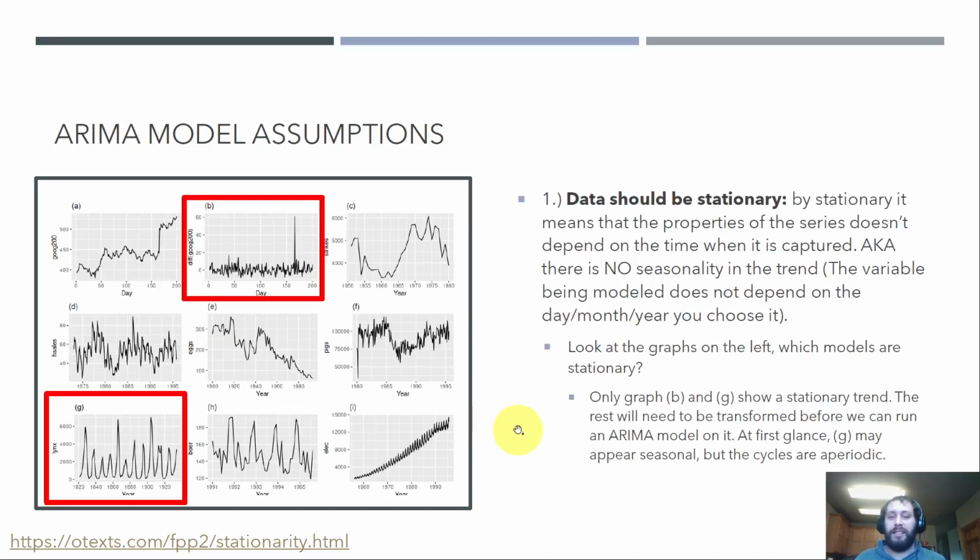So if you paused the video, you hopefully came up with the answers of at least B. G was a little bit of a tricky one, but B and G are both stationary data sets, in which case it doesn't really matter when you choose it. Even though there's a spike in here, overall it's kind of random as to what it's chosen as here. And then same with G. Even though G might look like it's got some cycles to it, those cycles just happen to be aperiodic. And I know that from reading up on the research on it. But essentially B and G are both stationary data sets.